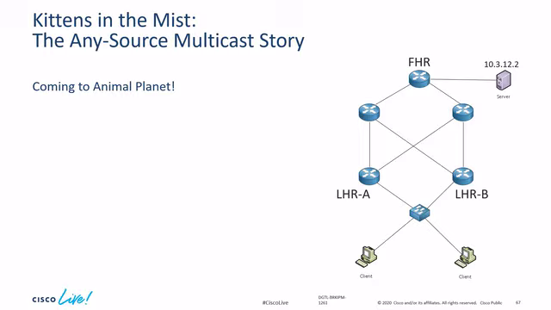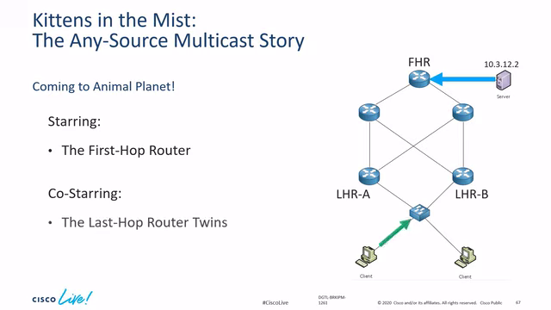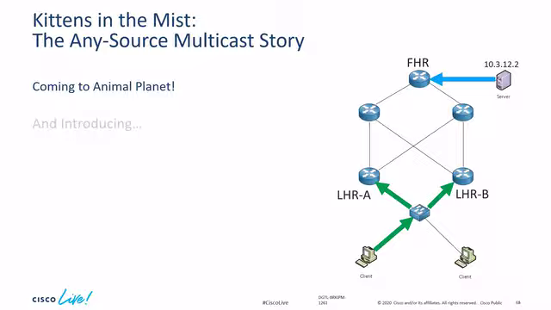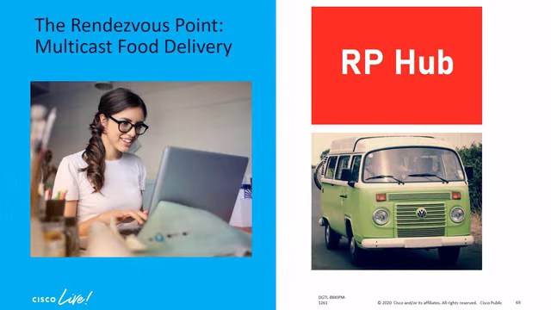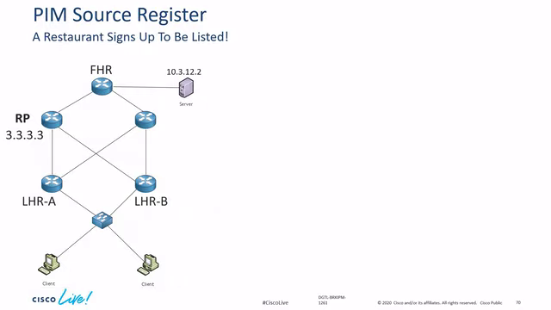There's a few players we need to pay attention to, some leading ladies and men, if you will. First of all, we need the first hop router. We'll need our last hop router twins, and introducing for the first time will be our rendezvous point. And to talk about how a rendezvous point works, we should talk about something with which we're all intimately familiar these days. Of course, I'm talking about food delivery services. Let's talk about how any source multicast works in terms of multicast food delivery.